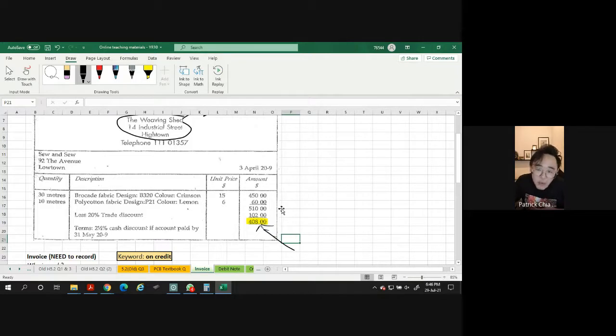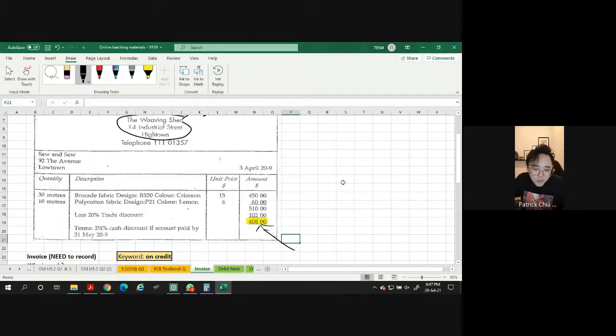And then in invoice, you will see this thing. They will give you the terms and conditions. They will tell you there's a cash discount, how many percent. That is just the extra information. You don't need to go and minus anything. Because they're just letting you know if they paid this invoice by which date, then only they're entitled to the discount. If not, then just forget about it.